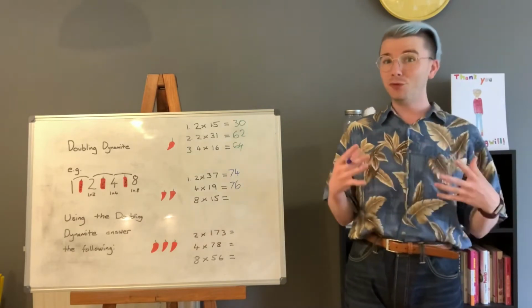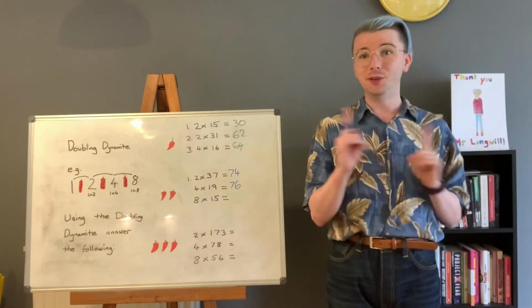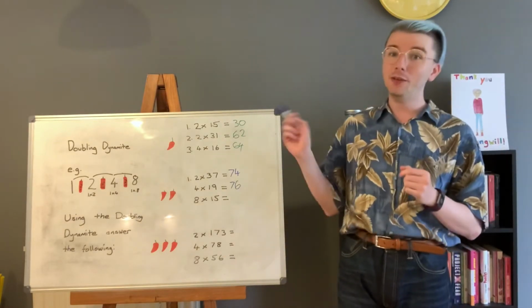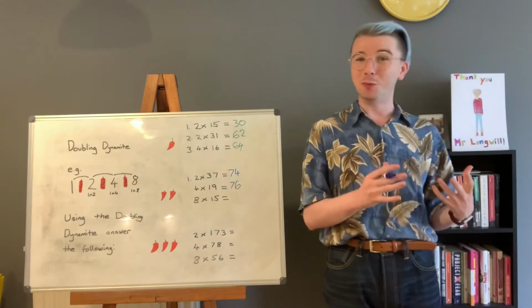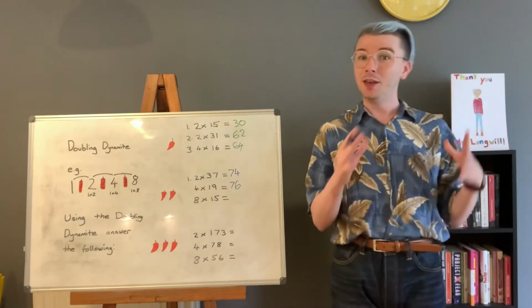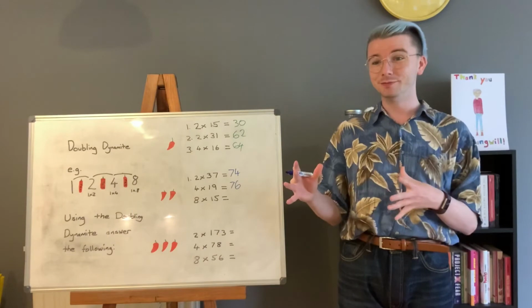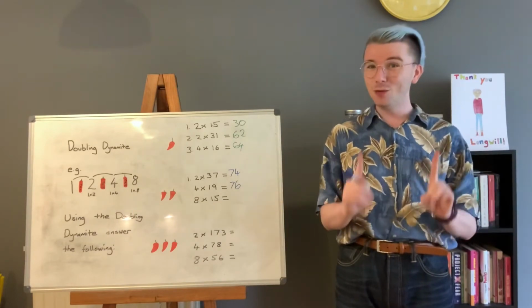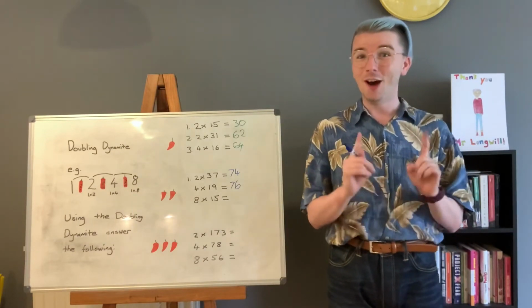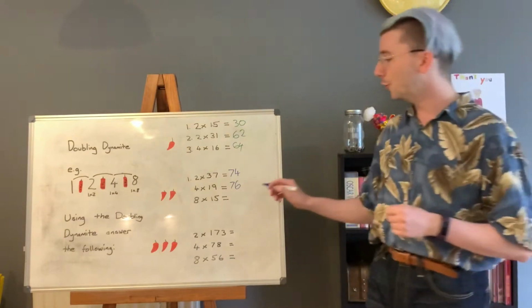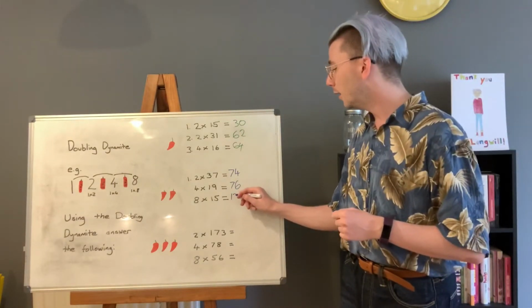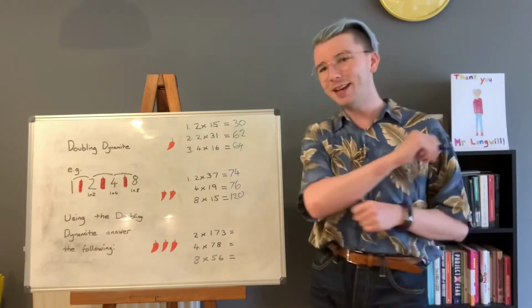So, the number 15, what is double 15? Well, if you have done our mild problem, you know that that's 30. What's 30 doubled? 60. And finally, what's 60 doubled? 120. So 8 times 15 is 120.